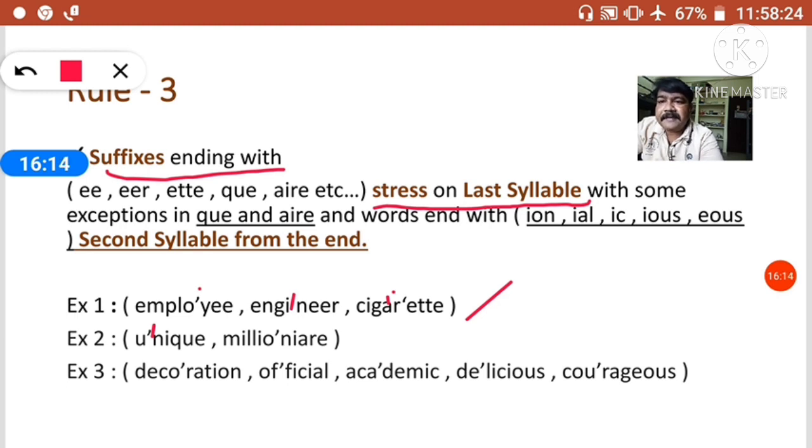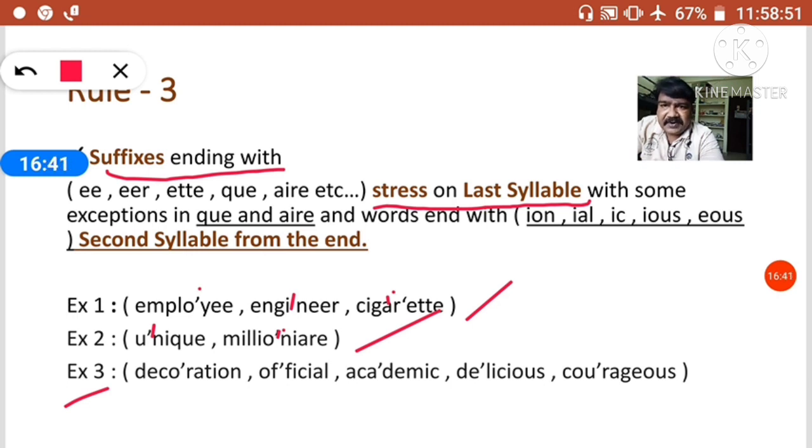Now let us take millionaire. Here I kept the stress on the last syllable, nair. I kept the stress symbol here. Fine. First over, second over, and now the third example.